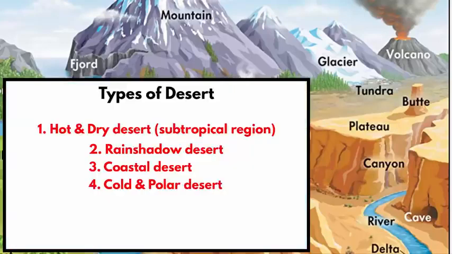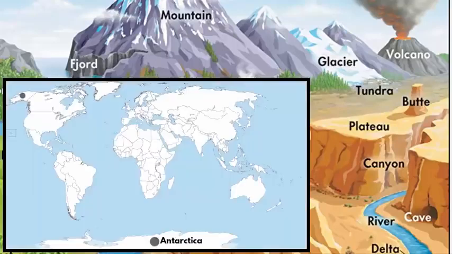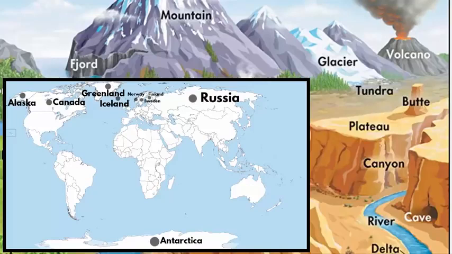The fourth type of desert is cold and polar desert. Examples of polar deserts are Antarctica, Alaska, Canada, Greenland, Iceland, Norway, Sweden, Finland, Russia. In India, we have Ladakh, which is a cold desert. Even Mongolia's Gobi Desert is a cold desert, but it is also a rain shadow desert. The Patagonian Desert in Argentina is also a cold desert.